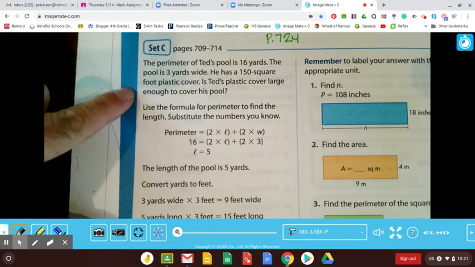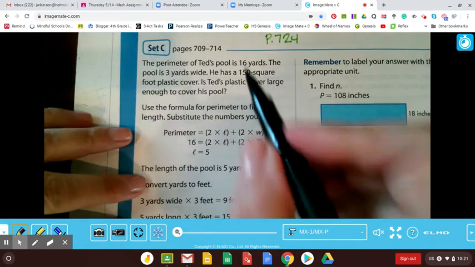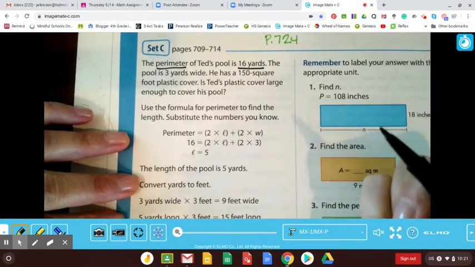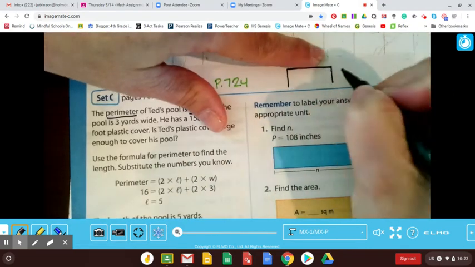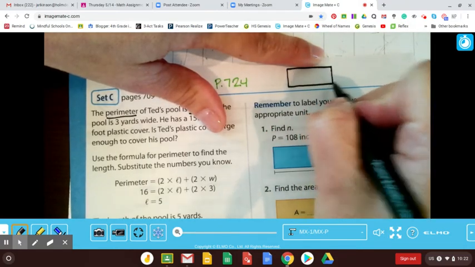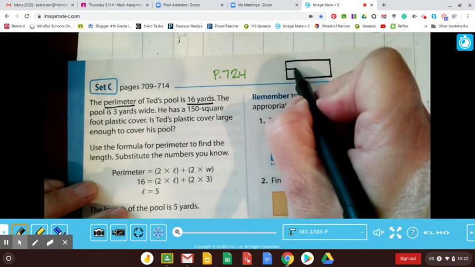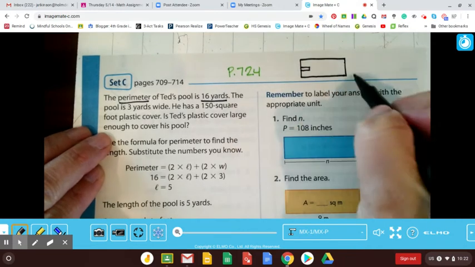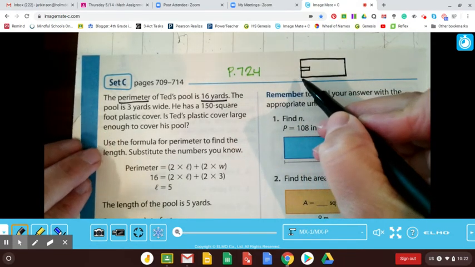So we're going to start with the example over on the left-hand side. It says the perimeter of Ted's pool is 16 yards. So that means the distance around the pool. So I'm just going to draw a pool up here, and we're always going to be dealing with rectangular shapes in 4th grade for perimeter and area. So I know that this is a rectangular pool. Maybe the diving board, it's right there, right? Okay, so around his pool, if I added all of the sides up, that would be 16 yards.